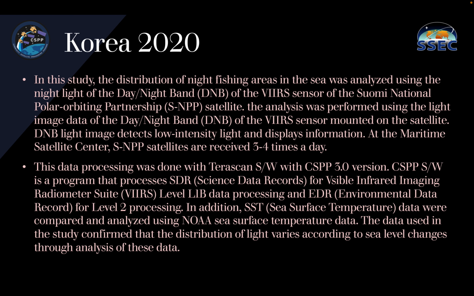And they also used NOAA SST data to do this, and their results were that the data used in the study confirmed that the distribution of light, so where the fishing boats are, varies according to sea level changes.